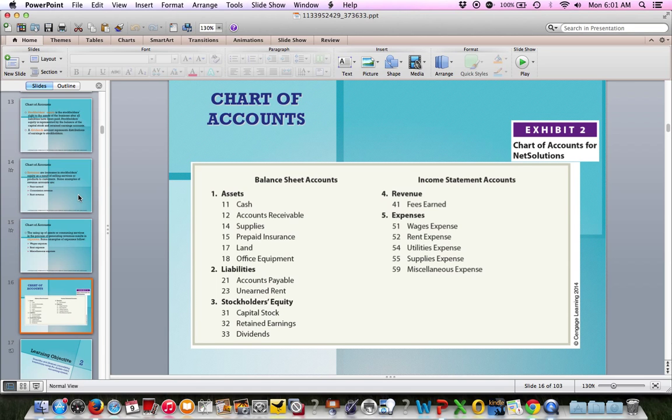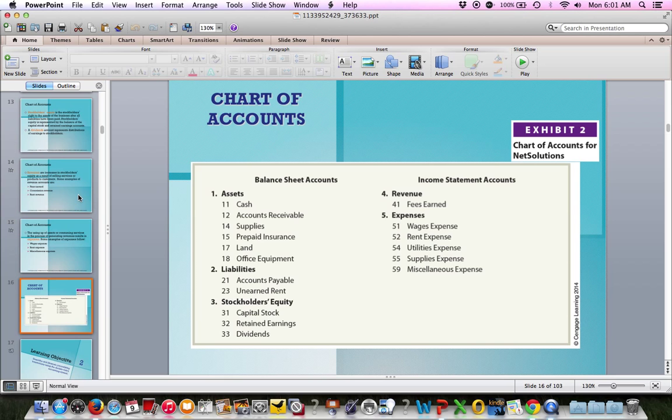So here's an example of a chart of accounts. You can see it's organized by the various categories of the accounting equation. On the left-hand side, you see assets, liabilities, and equity. On the right-hand side, you see the subsets of equity, revenues, and expenses, because remember, revenues make equity go up and expenses make equity go down. And they're organized by a number. You see an asset starts out with 1, liability with a 2, equity with a 3, revenue with a 4, and expenses with a 5.